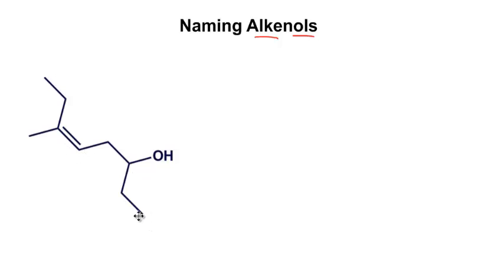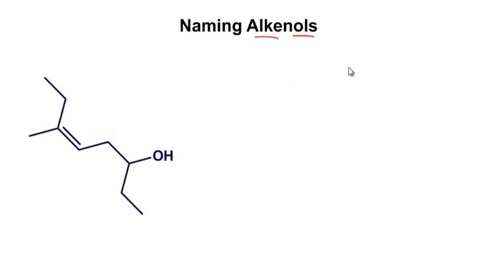Now, one question might be, well, why did you start here? Why not start here? Well, I started here because it's the side closest to the alcohol. Alcohols have higher priority than alkenes do, so you always want the lowest number for the alcohol. Therefore, this gives the alcohol carbon 3 and the alkene carbon 5.